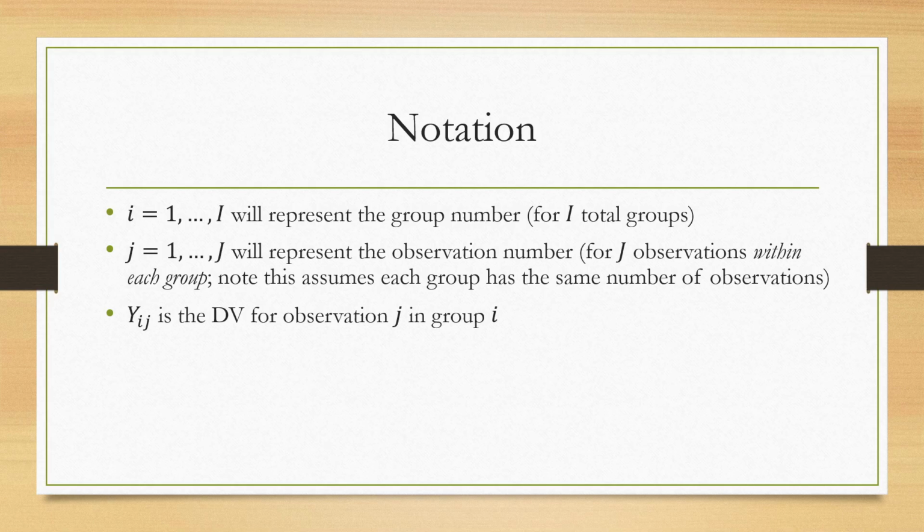As I mentioned, we need both an I and a J to really distinguish which one we're talking about. Here, Y sub ij is going to represent the dependent variable observation for observation J in group I. So this could be the first person in group number 5, and this would be Y sub 5 comma 1, or 5, 1. This could be the 100th person in group 3, in which case this would be Y sub 3, 100.